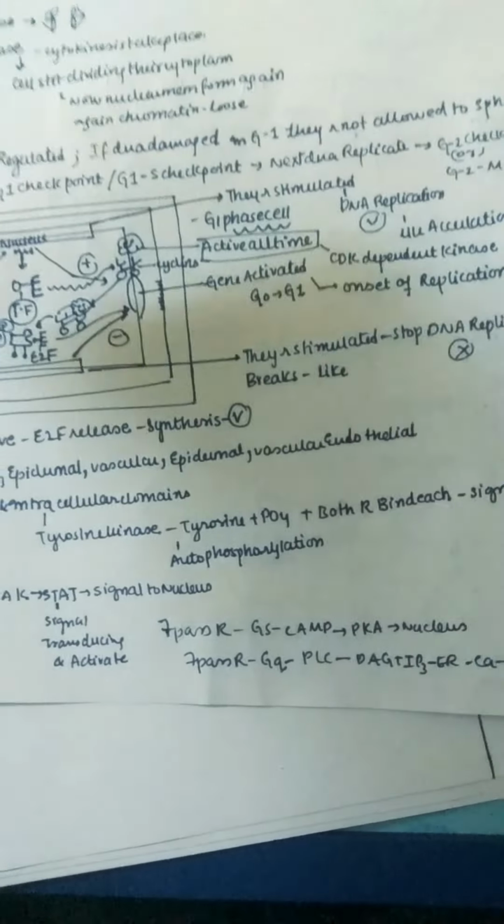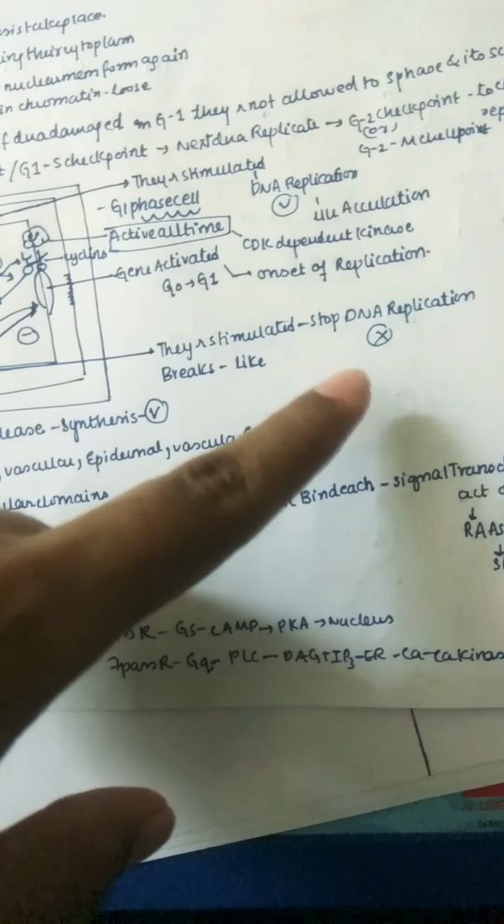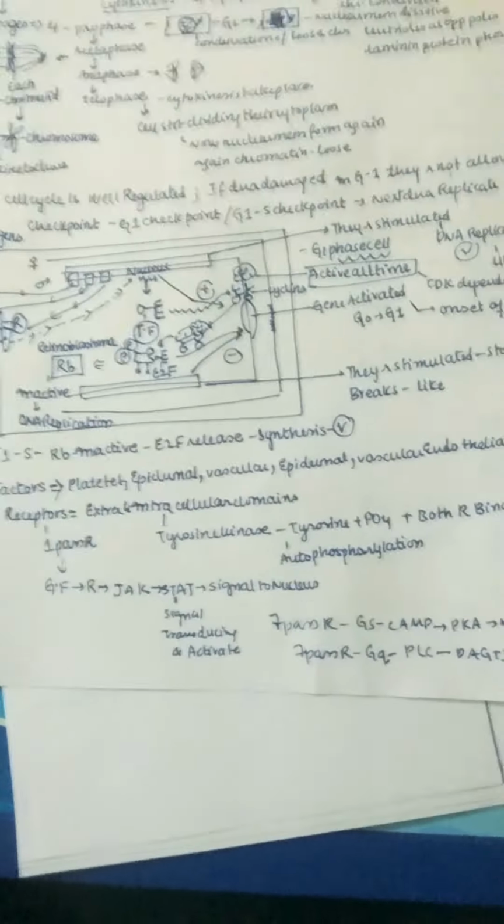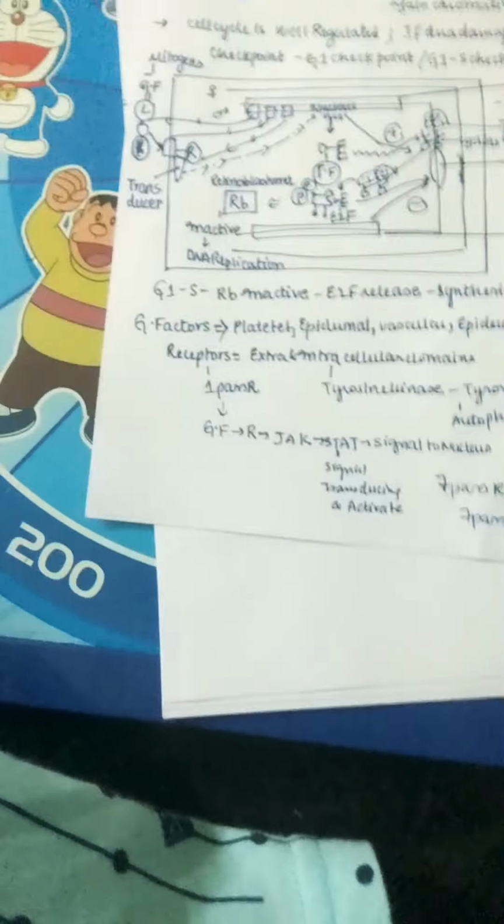So here you can take a car example. In a car, accelerations are like proto-oncogenes, and if tumor suppressor genes are stimulated, they stop the DNA replication, that is like the brakes of the car. So we can use the analogy of a car, and with that we can explain this. So here let us understand some examples.